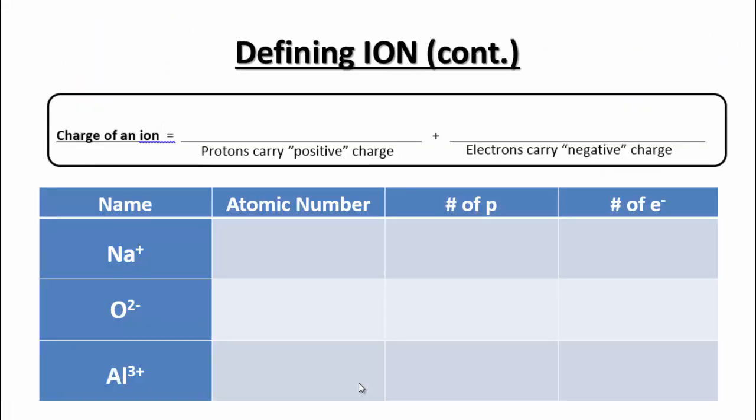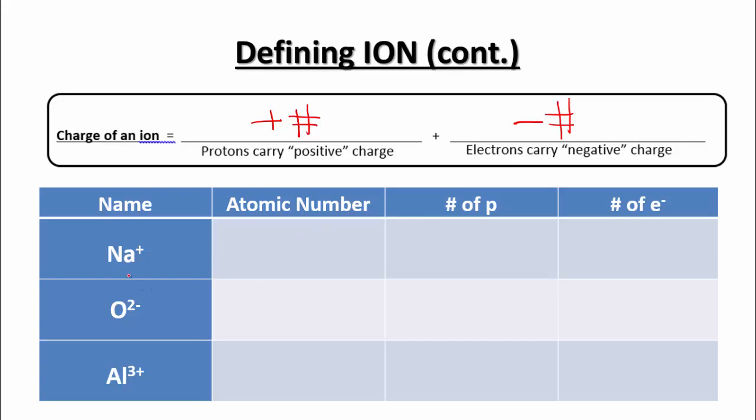So the charge of an ion, really you're looking at how many protons there are, and protons carry a positive charge, so I'll put plus and then some kind of number here, however many protons you have. And electrons carry a negative charge, we'll put a minus and then whatever number that's going to be here. And basically, if they were both the same number, they would cancel each other out. If you have more protons, it's positive. If you have more electrons, it's negative.